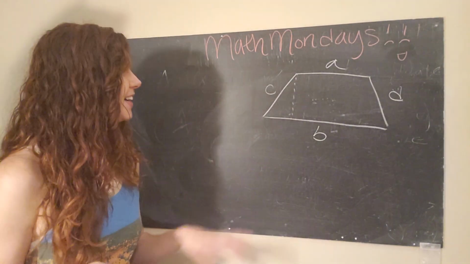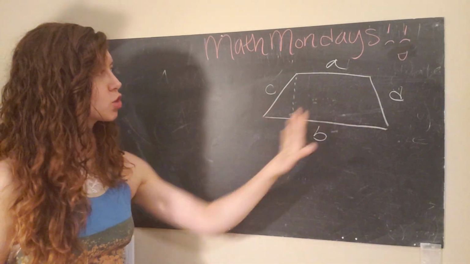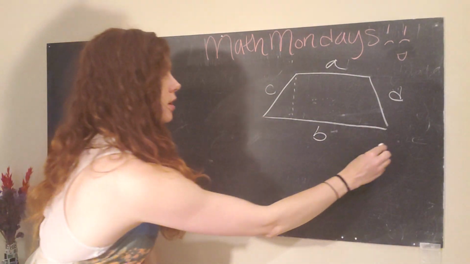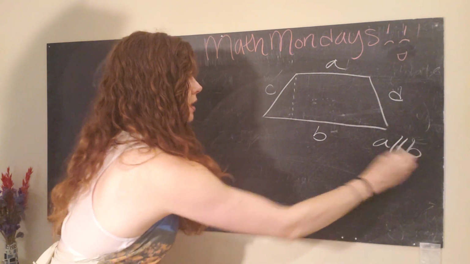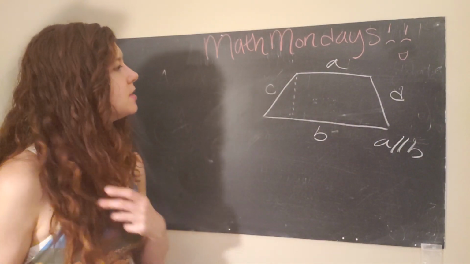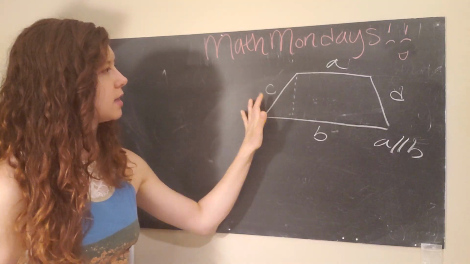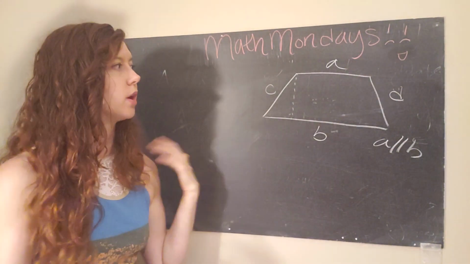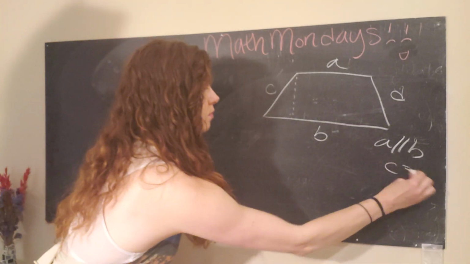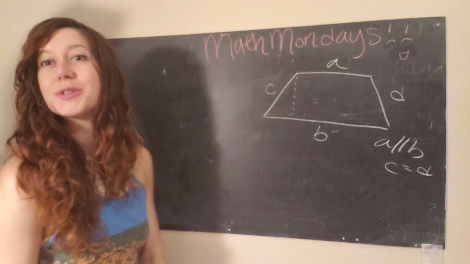That's okay. Okay, so here is our trapezoid. So the properties of trapezoids are that A and B, these two sides, are parallel to each other. And typically, I want to say that C and D are equal, but we will leave it like that for now. I'll just write C equals D.